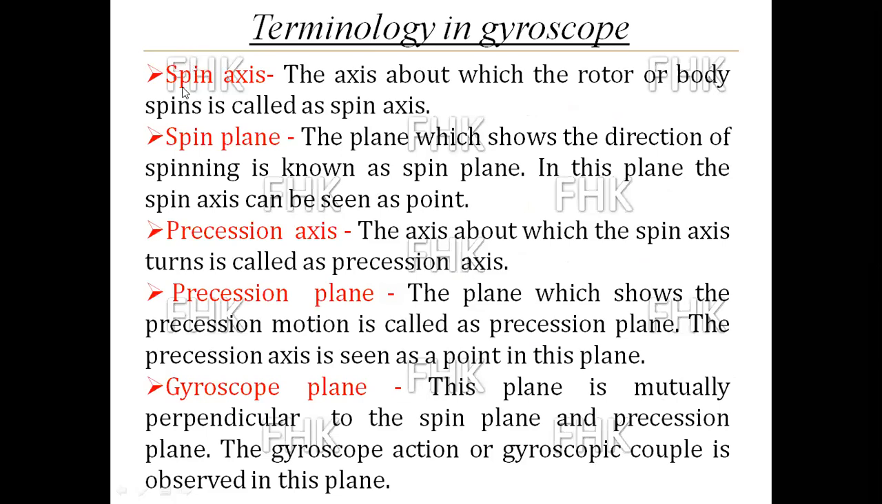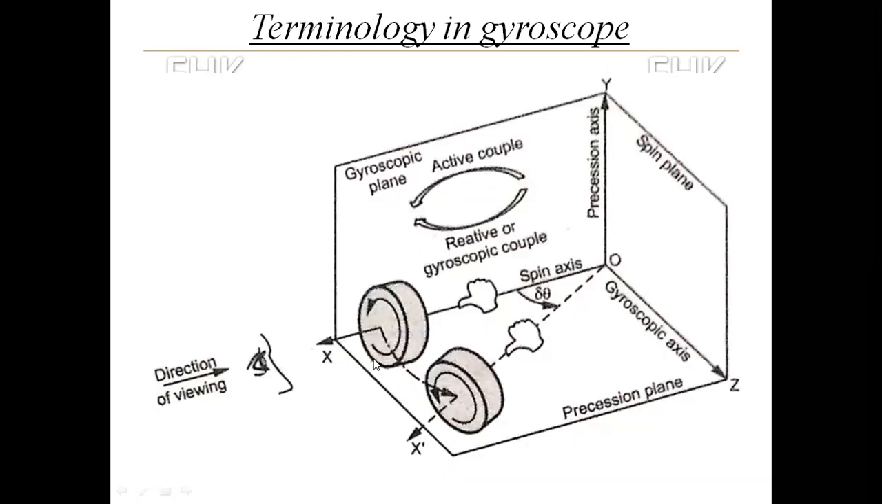Now see, what is the spin axis? The axis about which the rotor or body spins is called the spin axis. This is the rotor, and this rotor is rotating about the axis OX. So OX is called the spin axis.